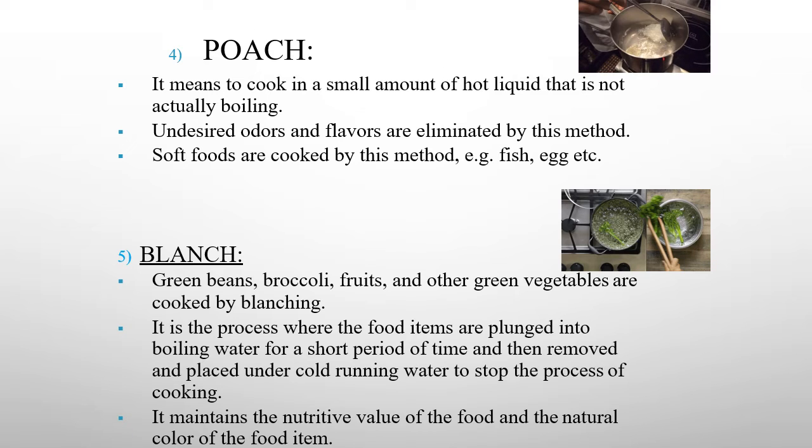And the next one is the blanching method. Green beans, broccoli, fruits, and most vegetables are cooked by blanching, and it is a process where the food items are plunged into boiling water for a short period of time and then removed and placed under cold running water to stop the process of cooking. It maintains the nutritive value and the natural color of the food item.